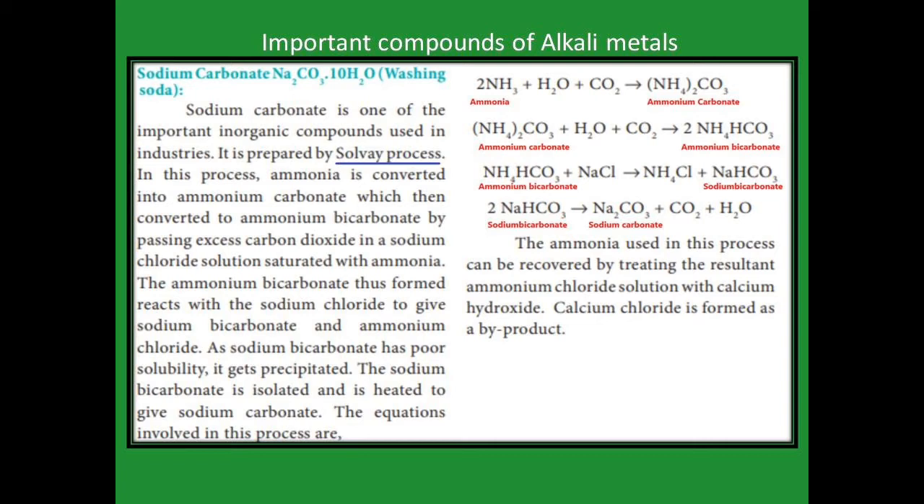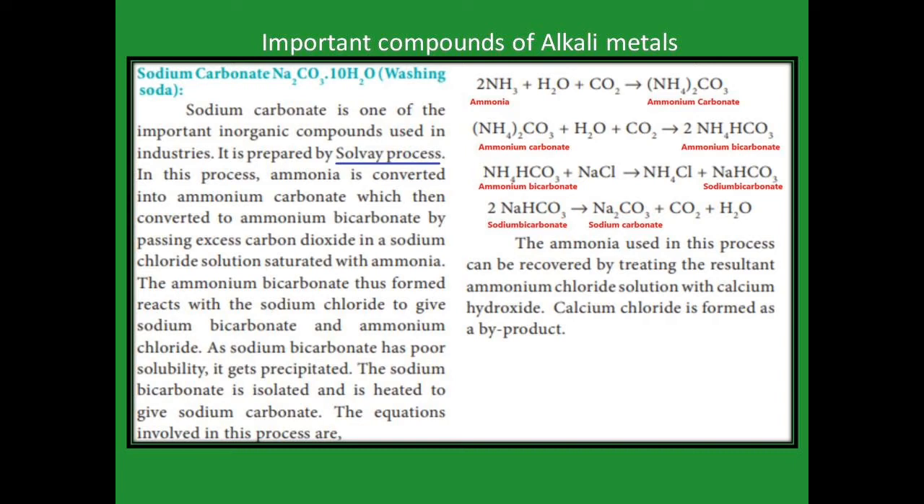Then to the ammonium carbonate, again excess of water and carbon dioxide is passed, and we get 2 moles of ammonium bicarbonate. Formula NH4HCO3. HCO3 is called bicarbonate. CO3 is called carbonate. Then that ammonium bicarbonate is reacted with the sodium chloride. We get ammonium chloride plus sodium bicarbonate. Formula is NaHCO3. Then the sodium bicarbonate, on heating, gives sodium carbonate plus carbon dioxide plus water.